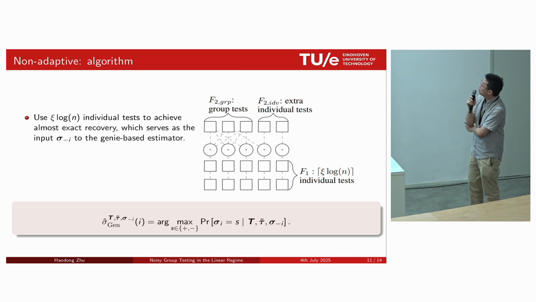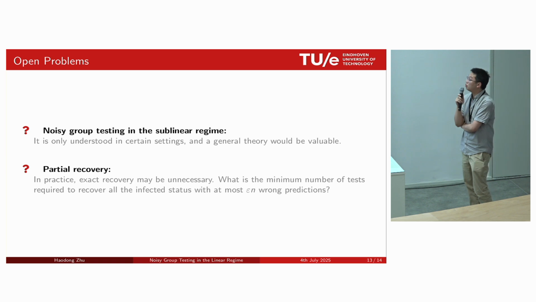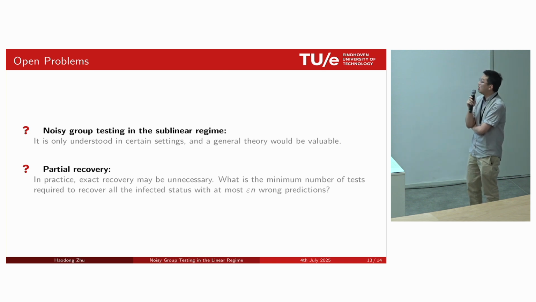I think I do not have time to talk about the algorithm, so maybe I can start with the open problems. The noisy group testing in our setting has been well studied, but there are many open problems in other fields, and we mention two of them. The first one is noisy group testing in a sublinear regime, where the number of infected individuals grows sublinearly in N. This setting is only well understood in some special cases like constant column design, and it will be very interesting if one can obtain a general theory for this case.